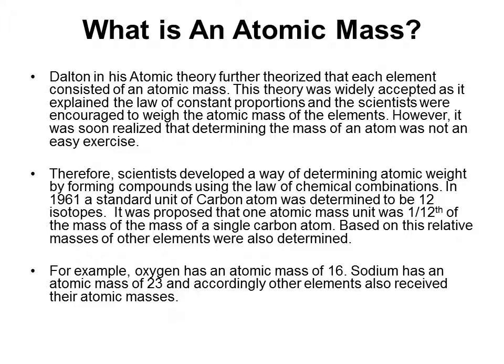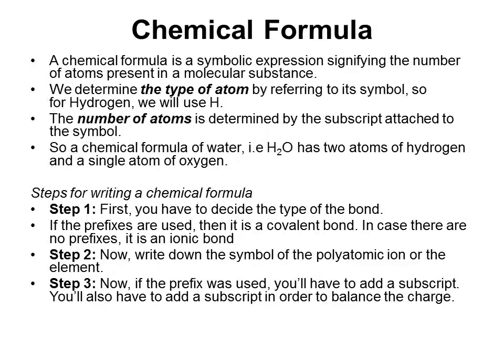In 1961, a standard unit of carbon atom was determined to be 12 isotopes. It was proposed that one atomic mass unit was 1 by 12 of the mass of a single carbon atom. Based upon this, relative masses of other elements were also determined. For example, oxygen has an atomic mass of 16, while sodium has an atomic mass of 23, and accordingly other elements also receive their atomic masses.